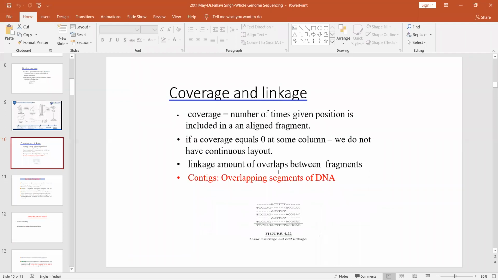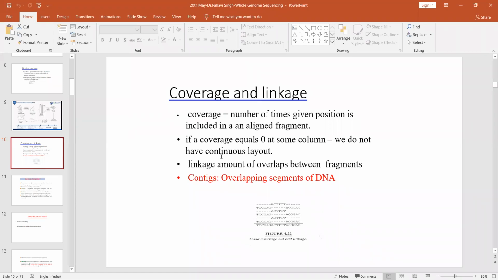Okay. So whenever you are applying whole genome sequencing, you have to see the coverage. This is one of the key terms. What do I mean by coverage? Coverage means the number of times a given position is included in an aligned fragment. Like if I had a sequence of 100 base pairs and I was talking about position number 5, you will have to see, when you are making the overlapping segments, how many times this position number 5 has been included again and again in the alignment.